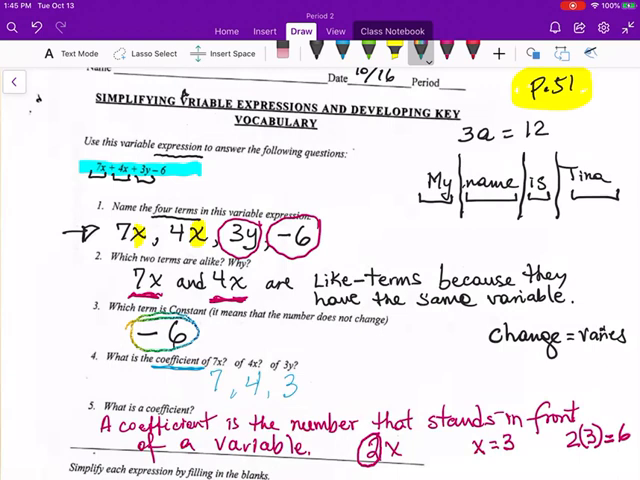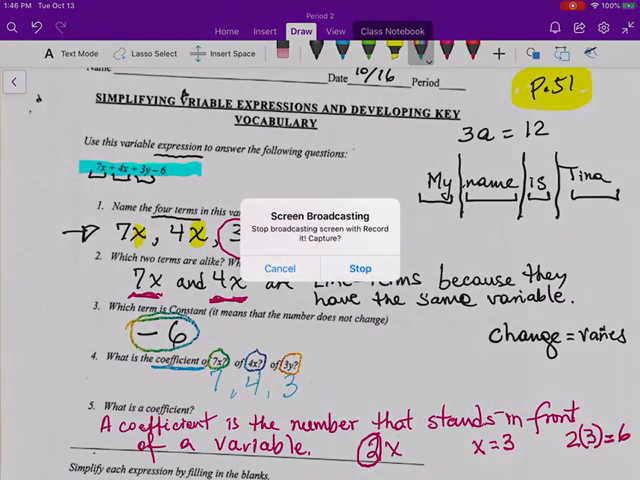Okay, and the last one, we say a coefficient is the number that stands in front of the variable. So the coefficient of 7x is 7, the coefficient of 4x is 4, the coefficient of 3y is 3. All right, so I'm going to stop the video right now, and then we're going to go over some questions. Please have your notes handy, and I'm going to ask you to answer some questions as classwork.